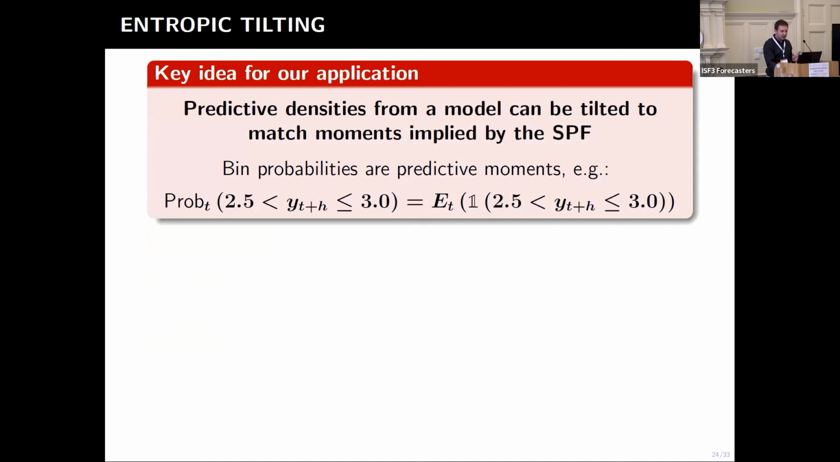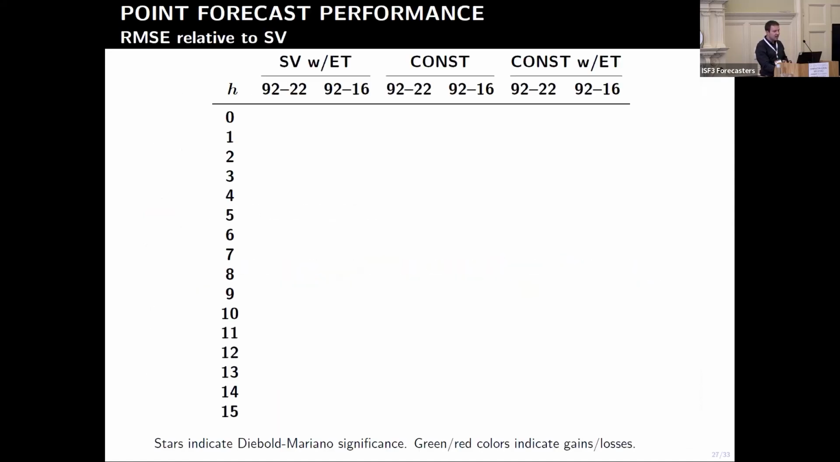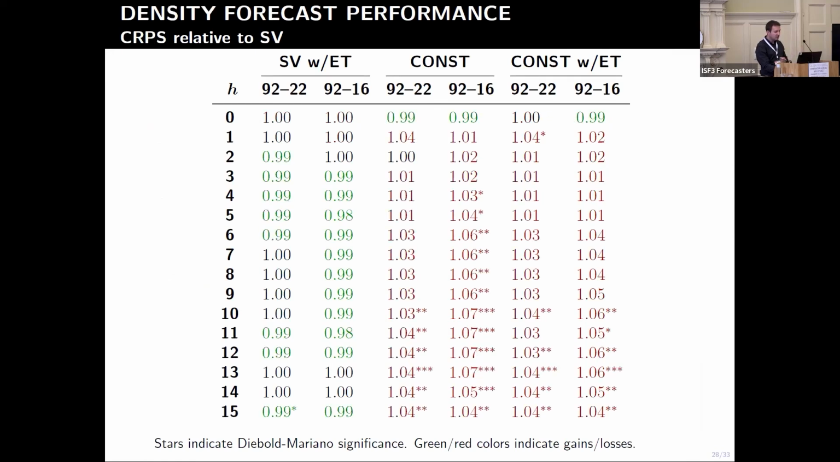Okay, so entropic tilting, just very briefly. This is how we match probabilities from the histograms, and how we turn probabilities into moments that we are able to match with entropic tilting. Basically, entropic tilting is about reweighting the MCMC draws, subject to the reweighted draws obeying the moment conditions, here namely the probabilities, while staying as close as possible to the original density in terms of the Kullback-Leibler divergence.